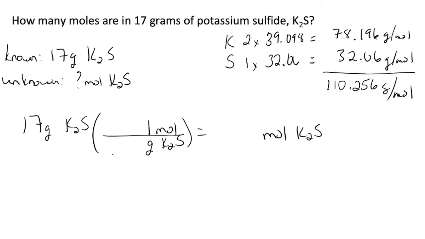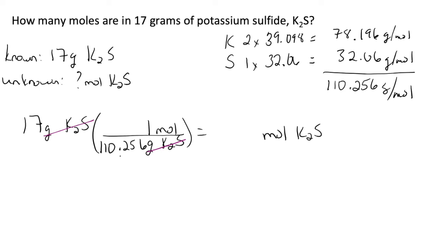Now the number is always attached to the grams. So that means that this time grams will be in the denominator. So we see that grams of potassium sulfide cancel, leaving moles. And completing the math, that would be 17 times 1, because we multiply across the numerators and divide by the denominator.